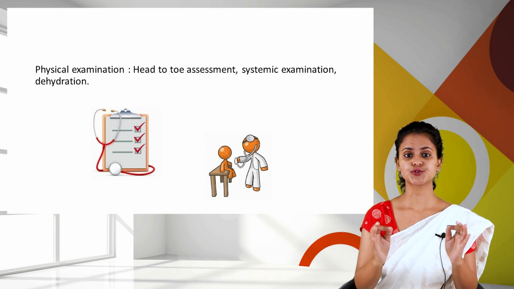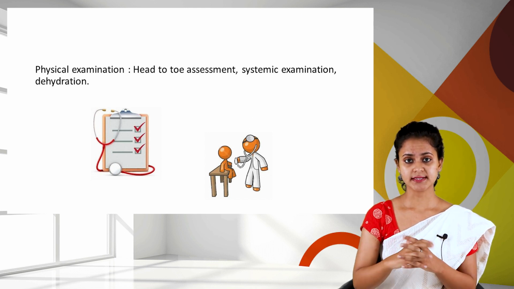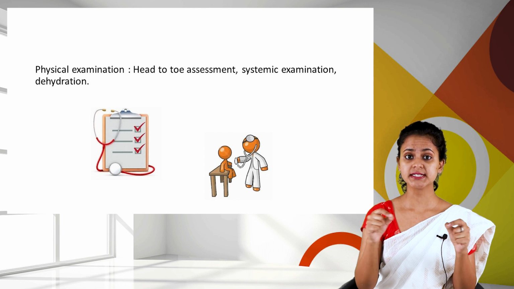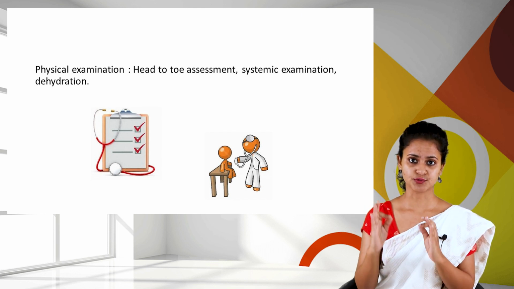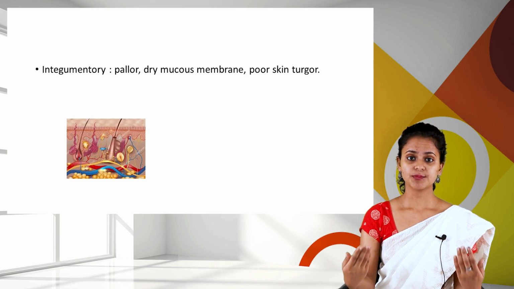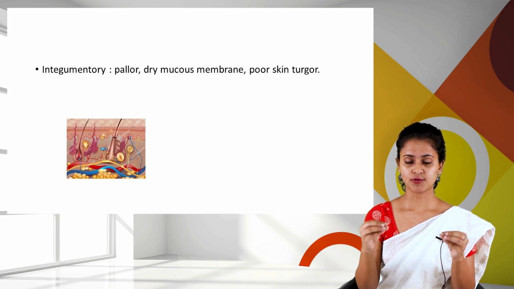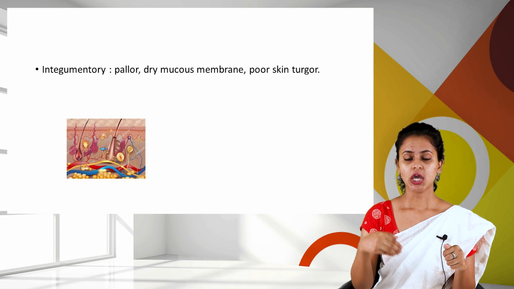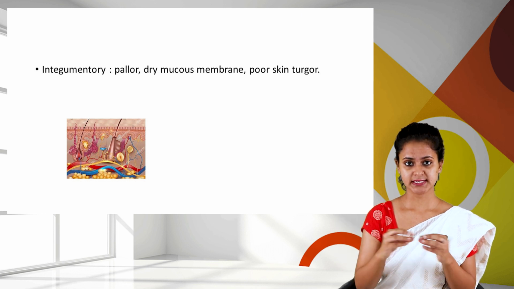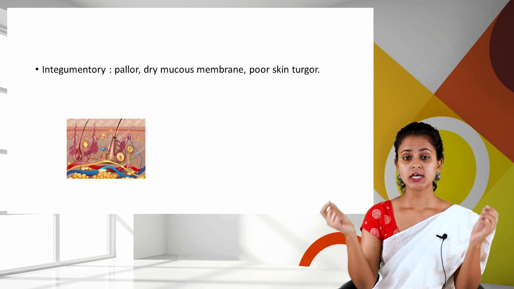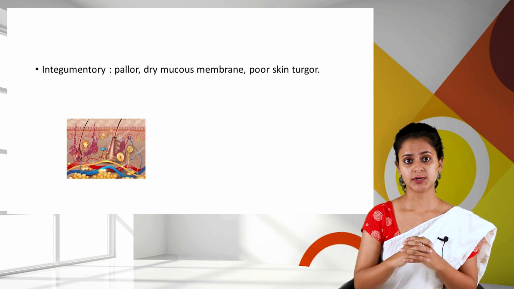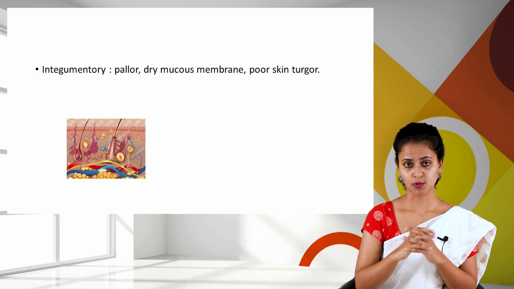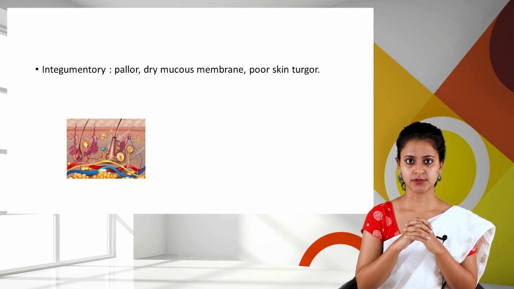Now next, a physical examination should be performed by a medical professional for the client. Here definitely a head-to-toe assessment would be done. Even the systemic assessment would be done to find out the probable cause associated with the development of the episodes of vomiting. We're going to see the integumentary system should be assessed for the presence of pallor. Even the mucous membrane should be assessed for the presence of pallor. Skin turgor should be assessed here to identify whether the person has developed the problem of dehydration associated with vomiting episodes.